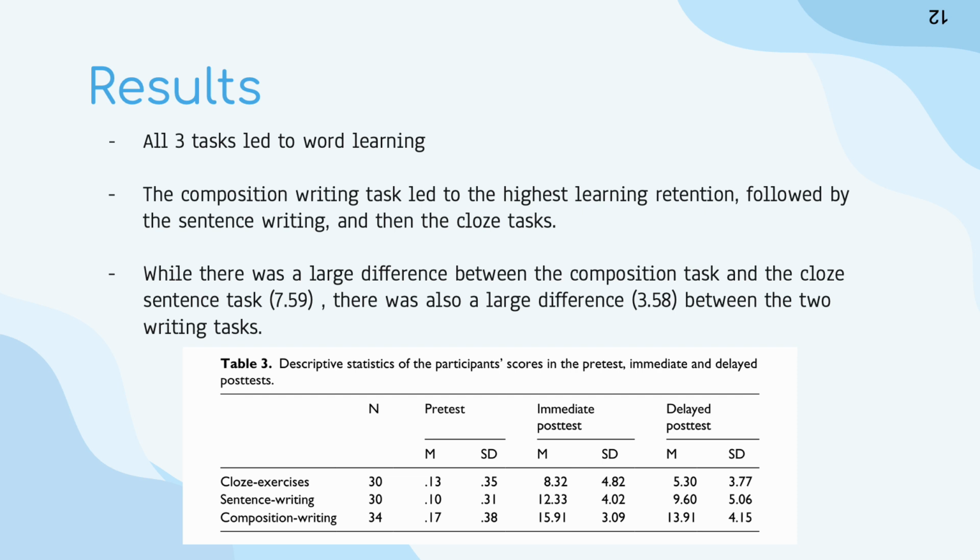What's interesting to note is that the composition writing task led to the highest learning retention, followed by the sentence writing and then the closed tasks. And while there was a large difference between the composition and the closed sentence task, there was also a large difference between the 2 writing tasks, the sentence writing and the composition writing. And this is something that we'll kind of talk about in a second about the reasons why there was a difference between the 2. And if you look at the chart below, it will show the testing results and the median result scores for how much the students were able to learn those 10 vocabulary words, separated by the close exercises, the sentence writing, and the composition writing.